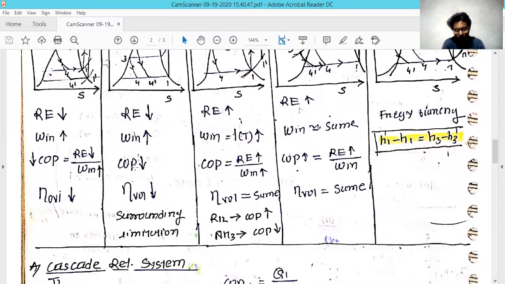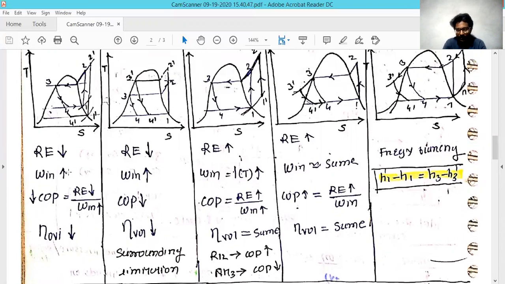here I came across one numerical while solving on this particular topic. In that question, the COP was increased for the R12 refrigerant, and for the ammonia it was decreased. So these are the parameters for the variation for this third condition.